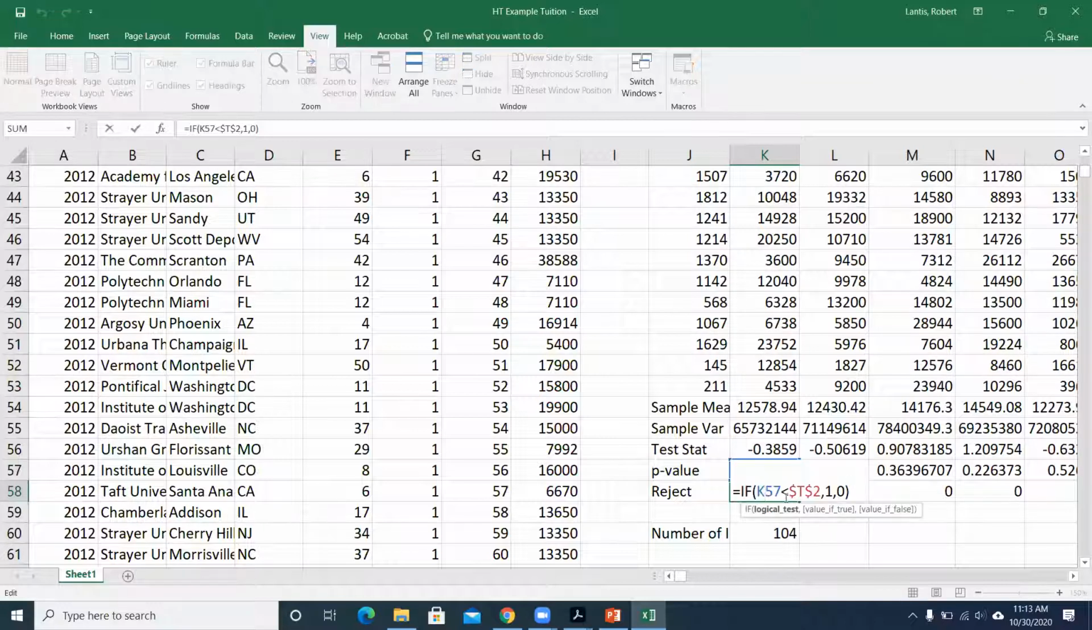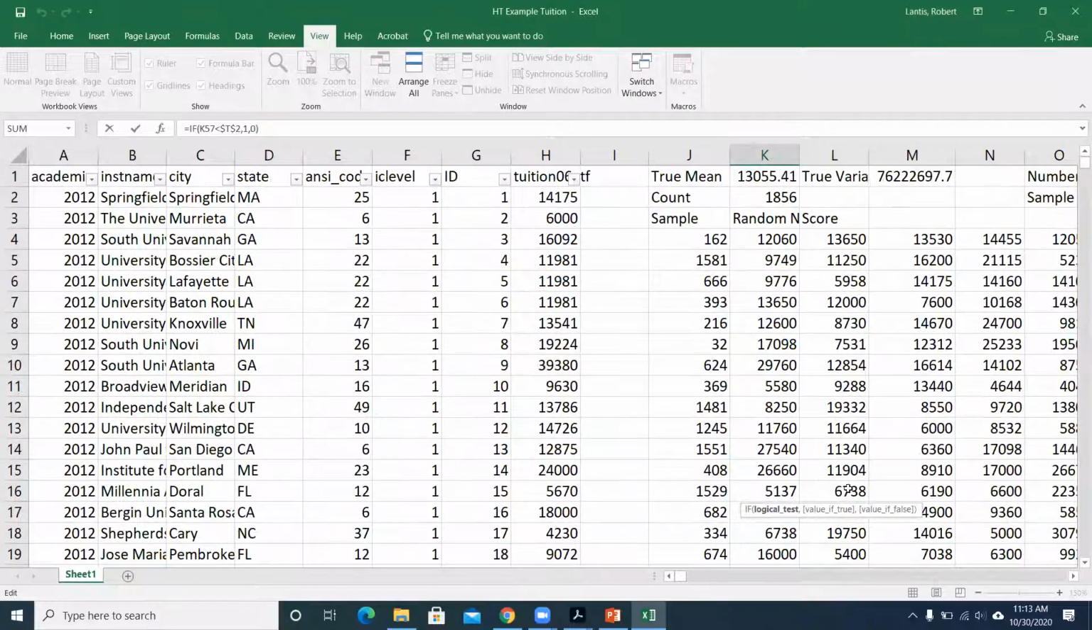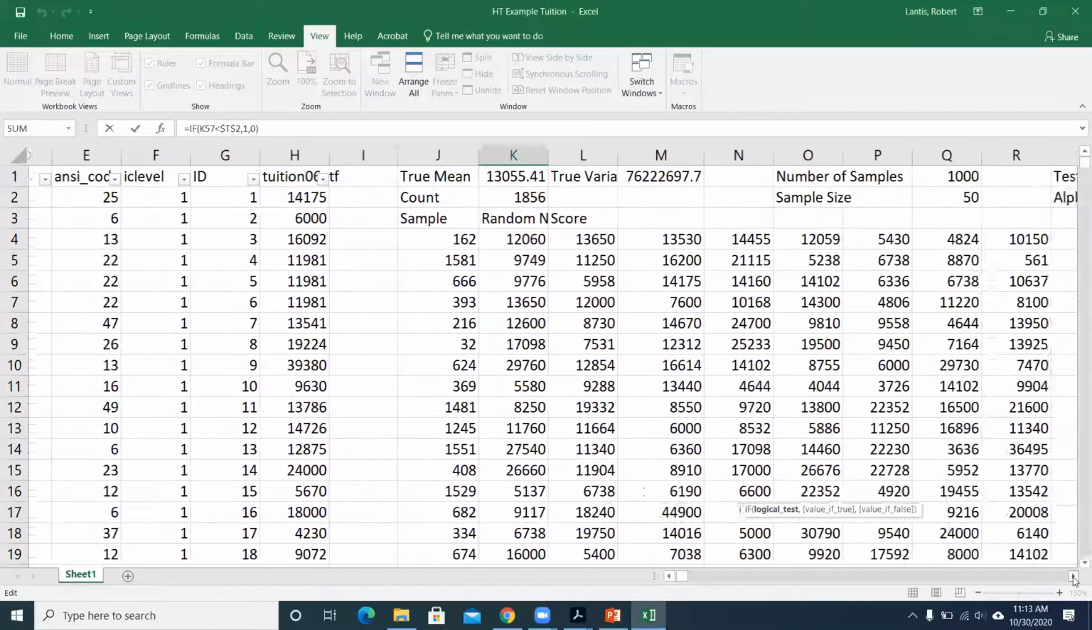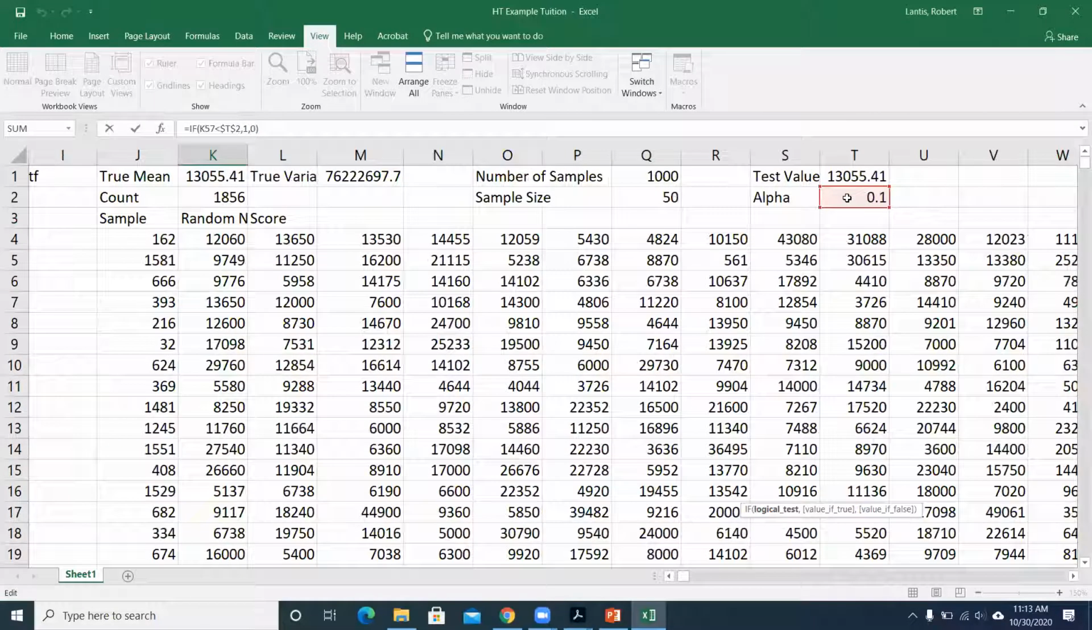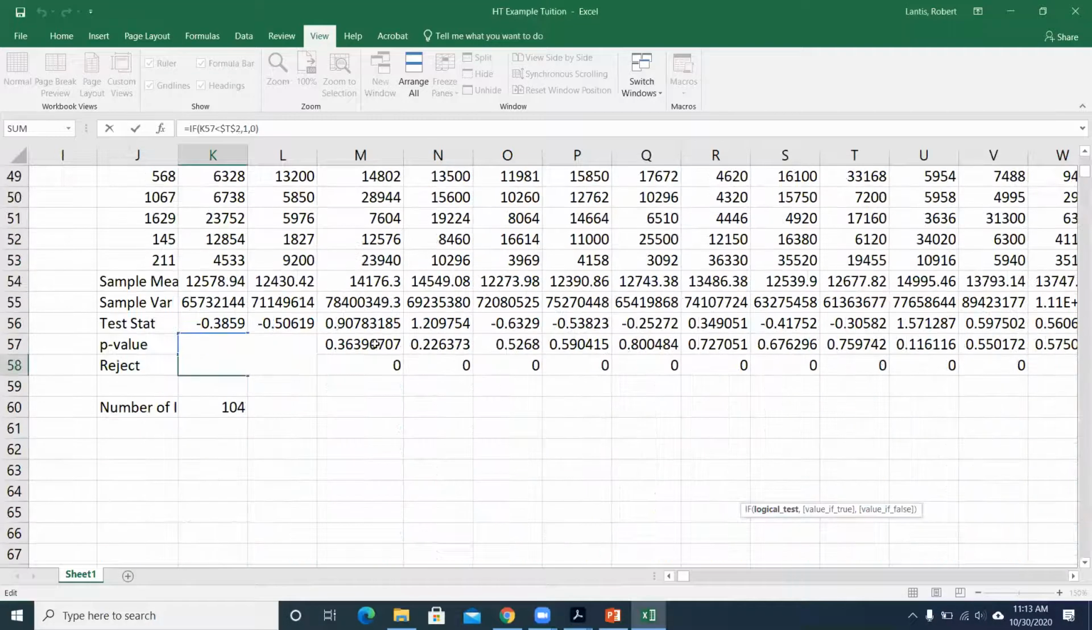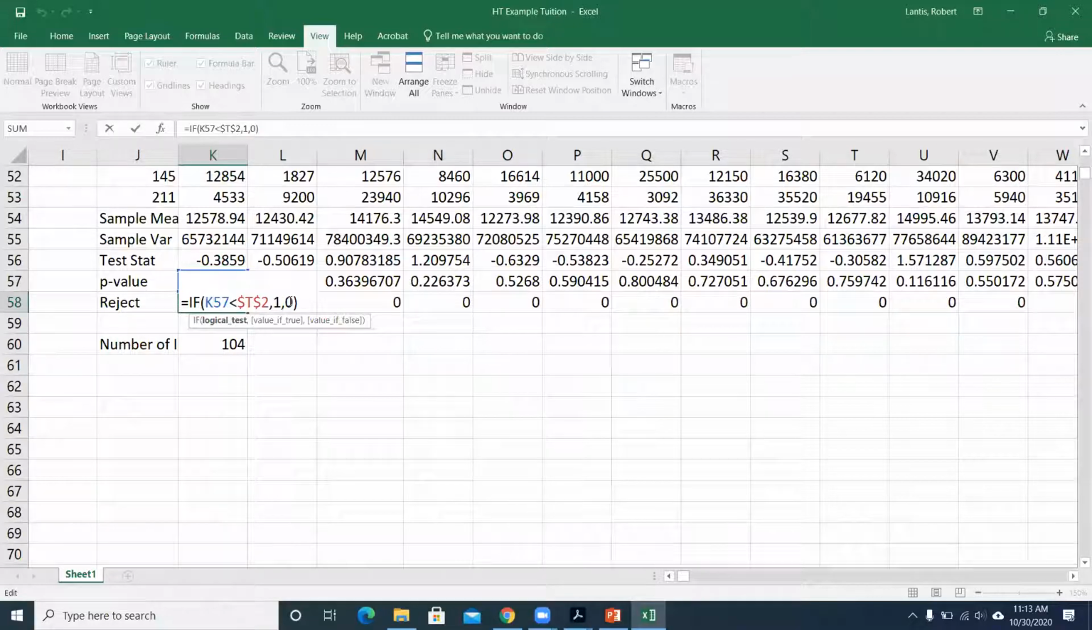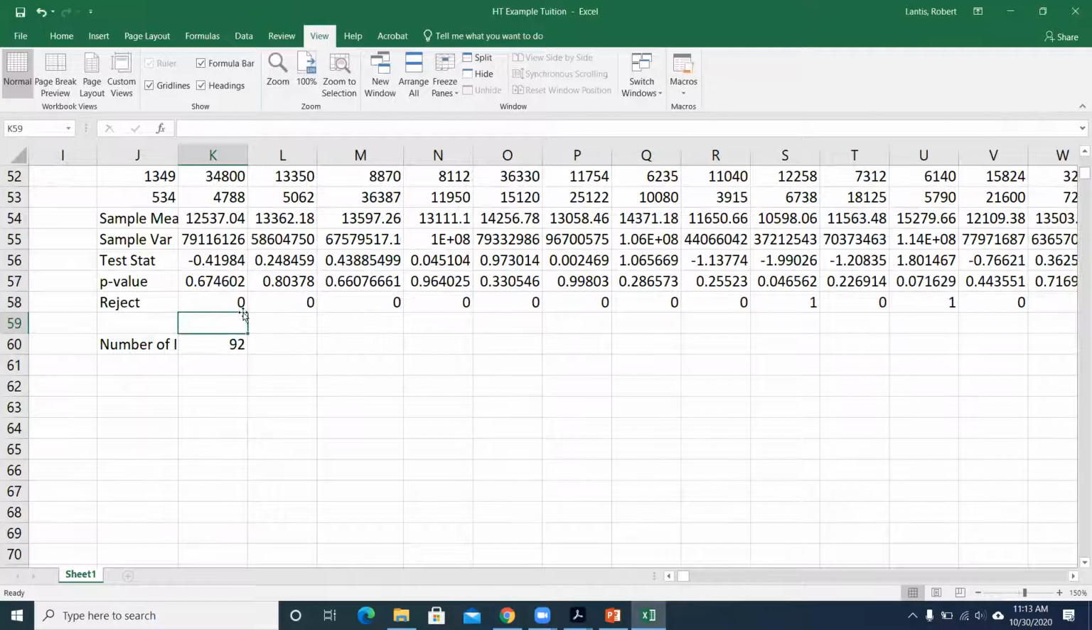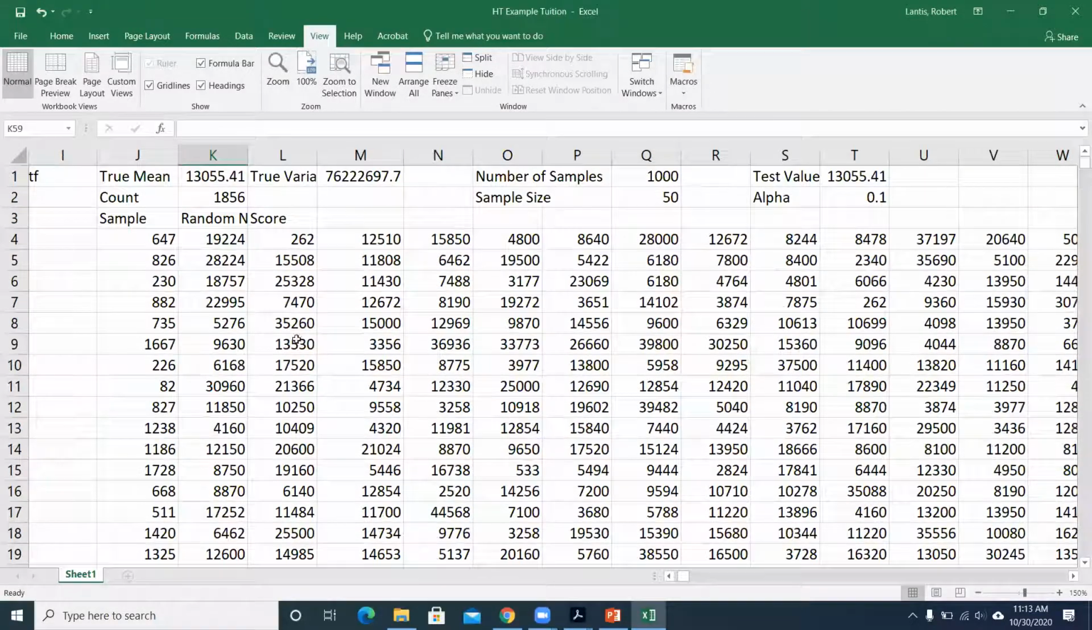I then set up that if statement to say if my p-value here is less than, where's that cell up here? The alpha that I set. So here I set alpha to be 0.1, right? If that's true, put a 1 because I should be rejecting. If it's not true, put a 0, so I'll fail to reject. Okay? I then did this, right? So that was my first sample.